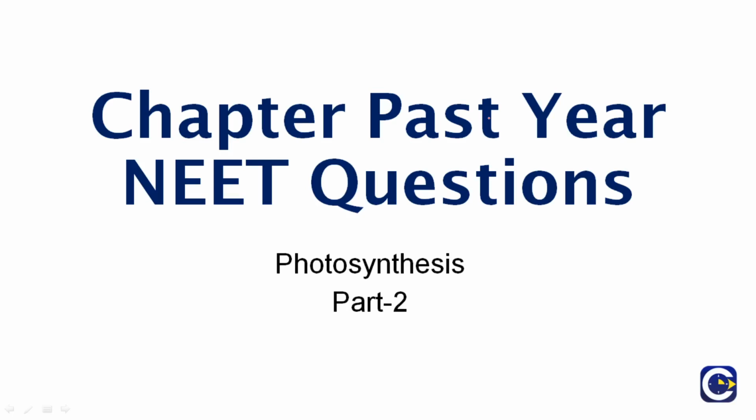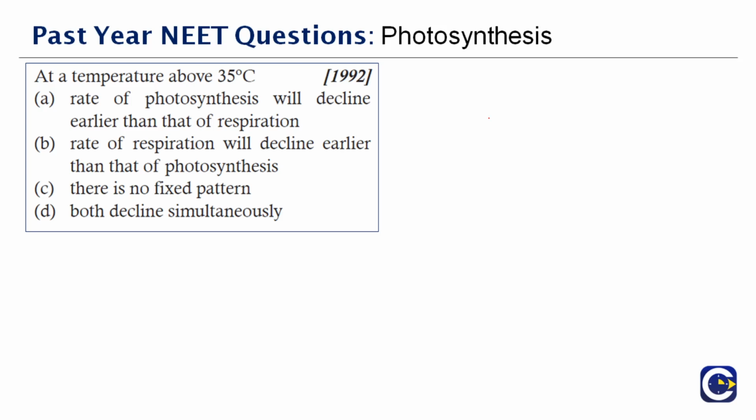Hi friends, today we are going to see the past year NEET questions for the chapter Photosynthesis. So we are continuing with part 2 today. So let's begin with the first question here. At a temperature above 35 degrees Celsius dash.